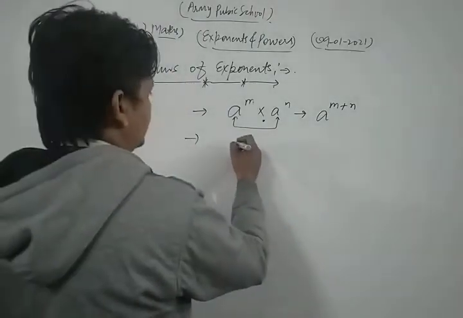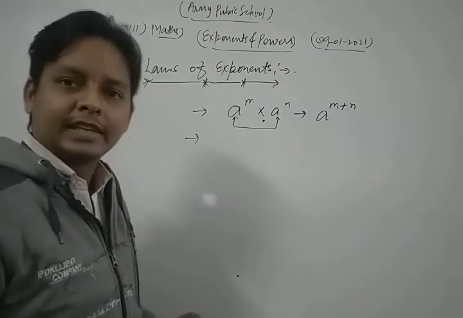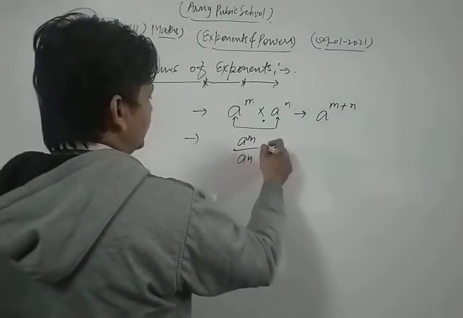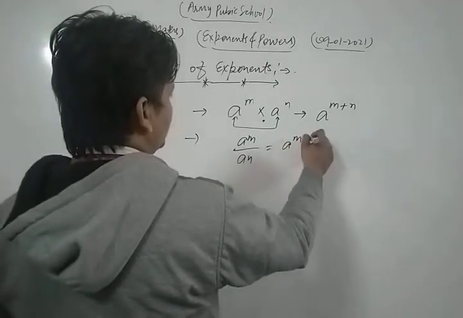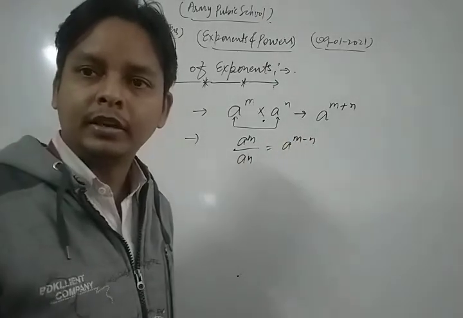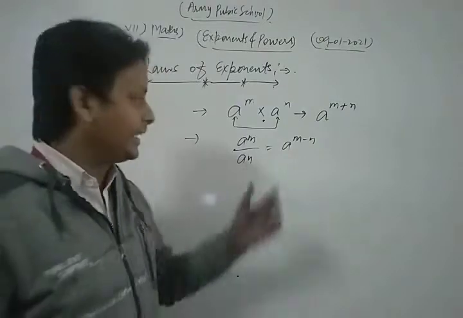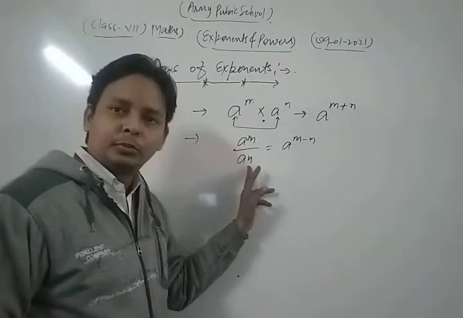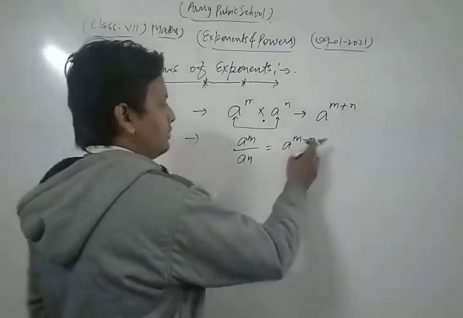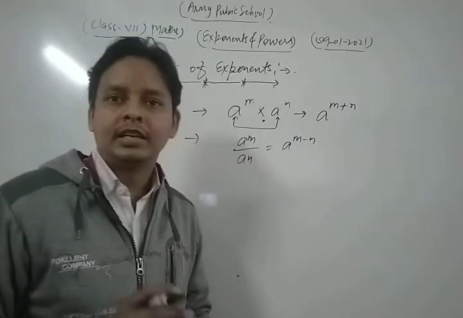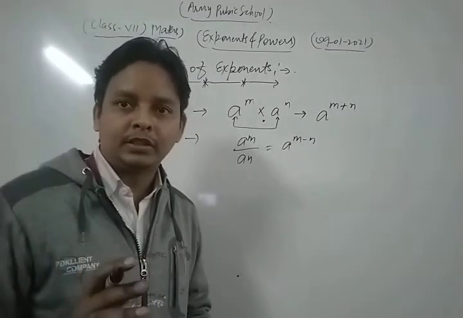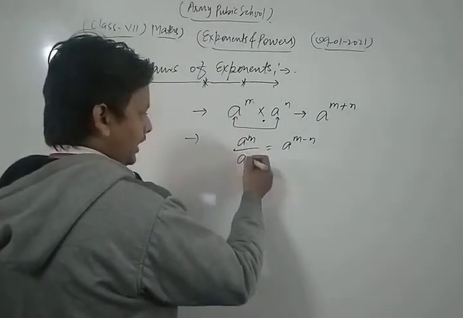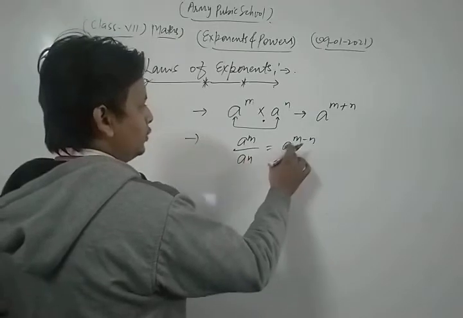Now the second law of exponents is: if we write a to the power m upon a to the power n, then we can write a to the power m minus n. So the second important law of exponents, if we have a to the power m upon a to the power n, then we can write a to the power m minus n. This is a very important law of exponents. If bases are the same and in division form, then we write a to the power m minus n.